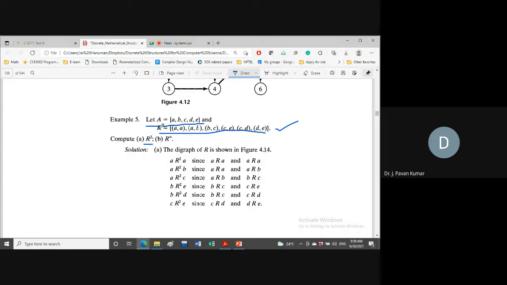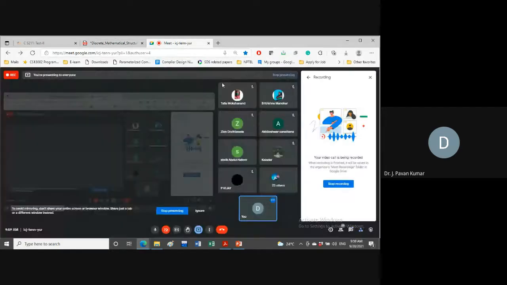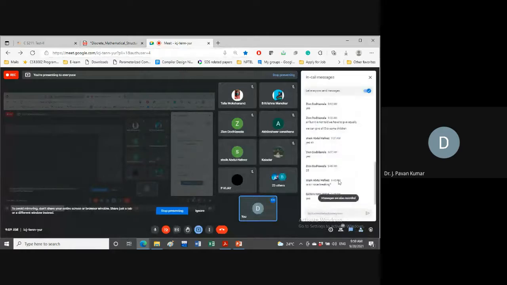Can we write MR by seeing this R? Can we write MR? Yes, please respond, ma'am. Can we write MR orally? Please respond. I cannot see the chat box.